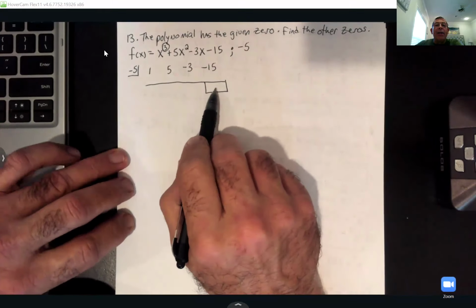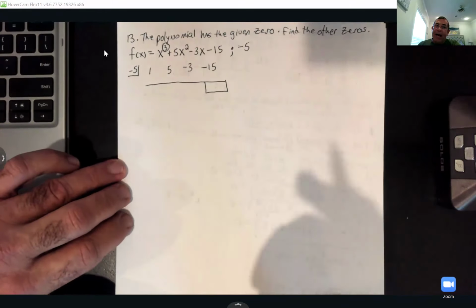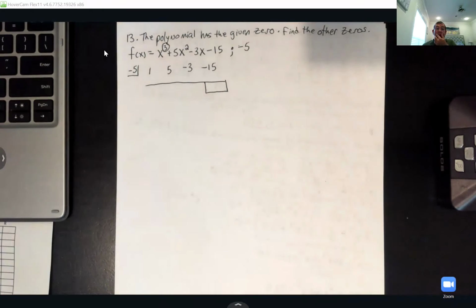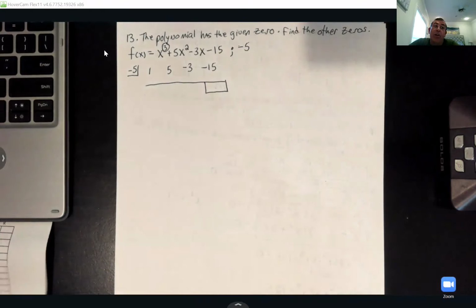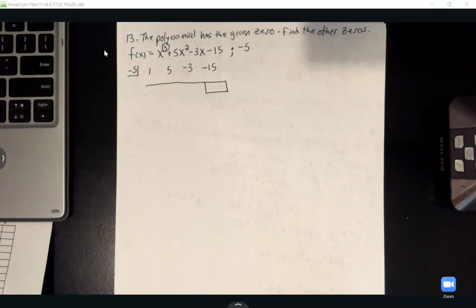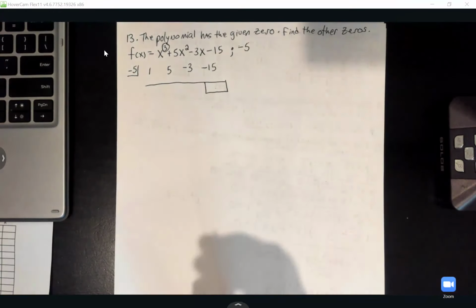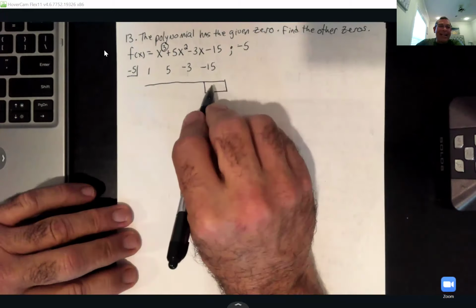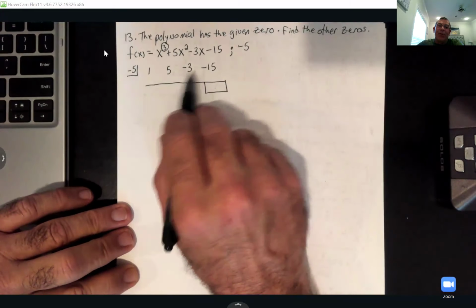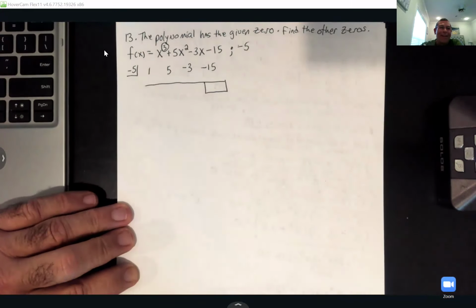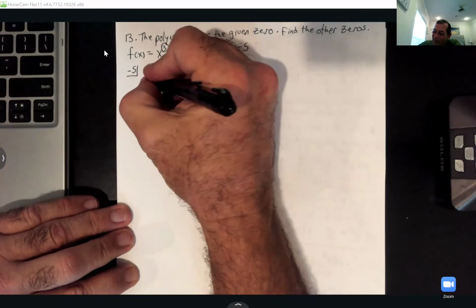So what's the remainder got to be if they're giving me -5 as a zero, y'all? That way I can make sure I'm doing my synthetic division right. So what remainder do we need to get? All right, Reed, that's on you. 0. 0, there you go. So we got to get a 0 remainder. If we don't, then we didn't do this part right, okay? All right, y'all, here we go.